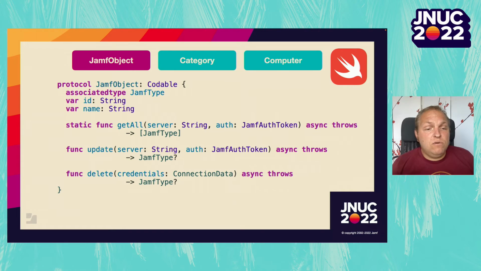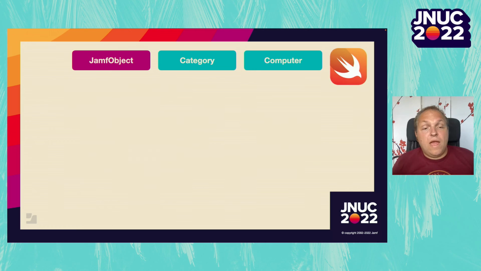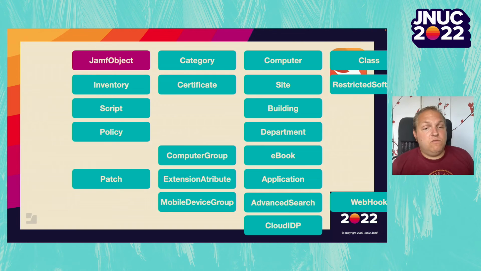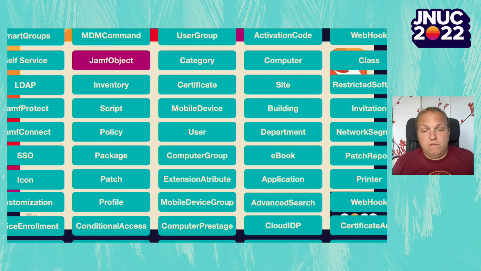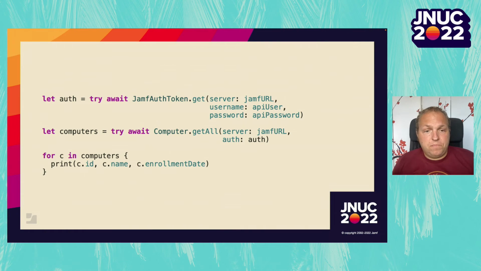And once I have that for 2, I can obviously add more functionality, like I want to update a category or a computer. I might want to delete one if I can. And once I've done it for 2, I can do it for more. And there are so many objects in the Jamf Pro API, they don't even fit all on the screen. But the protocol kind of unifies the shared behavior between all of these.